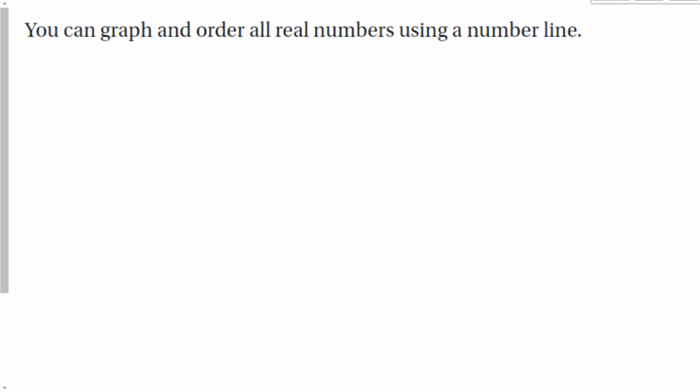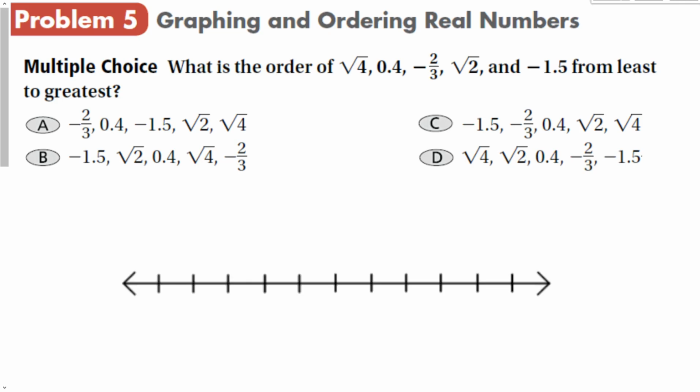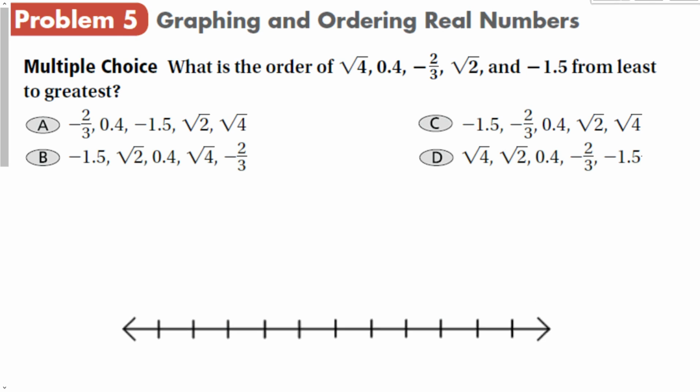Next, we can graph and order all real numbers using a number line. So we have graphing and ordering real numbers in problem 5. So what is the order of square root of 4, 0.04, negative 2.3, or negative 2 over 3, square root of 2, and negative 1.5, from least to greatest? So before, we're not just going to guess. The first thing we're going to do is figure out what all these things equal. Square root of 4 is going to be equal to 2. We're going to put these into decimals.